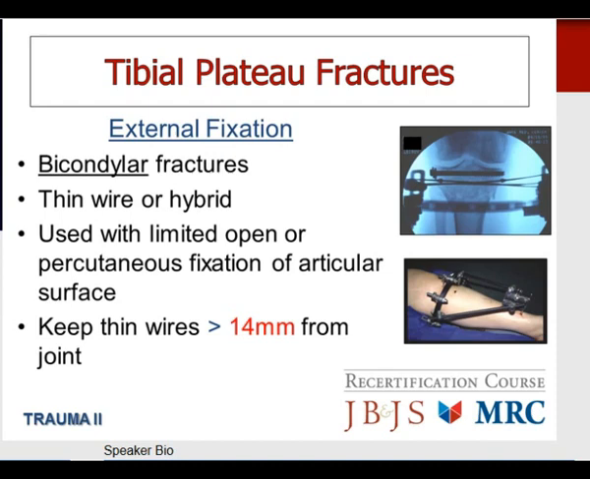External fixation is appropriate for bicondylar fractures as well. You can do it using exclusively thin wires, or with a hybrid technique with thin wires at the joint and half pins in the tibial shaft more distally. It's typically used with either limited open or percutaneous fixation of the articular surface. If you're using thin wires at the knee joint, remember that they need to be kept at least 14 millimeters from the joint surface due to the capsular reflection of the knee joint.